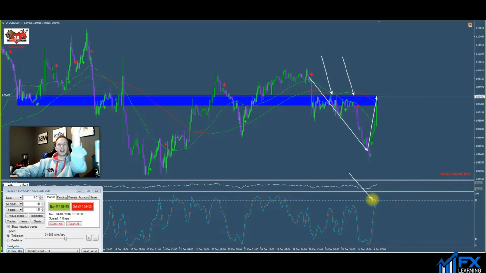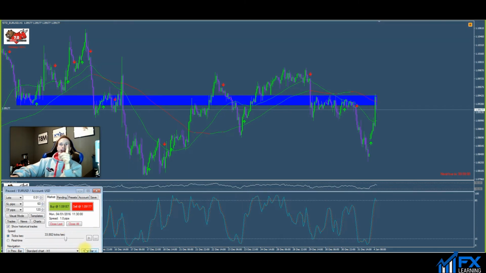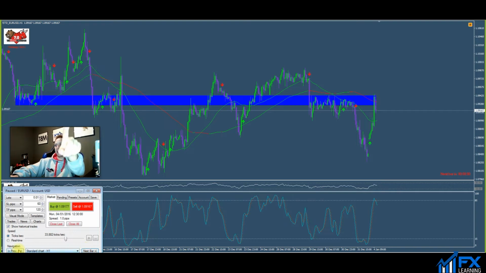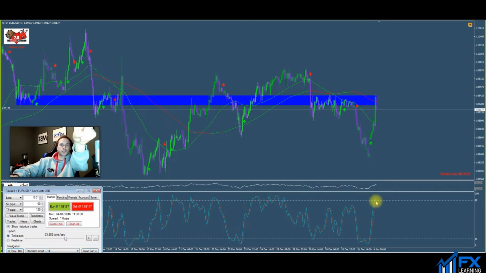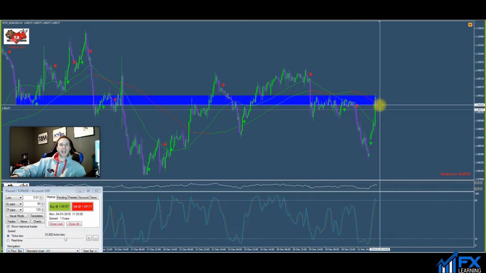The AC line crosses over. Our entry point on this one would be when that AC line just crosses over, just there, literally just there. See how we just cross over there? This would be our entry point.